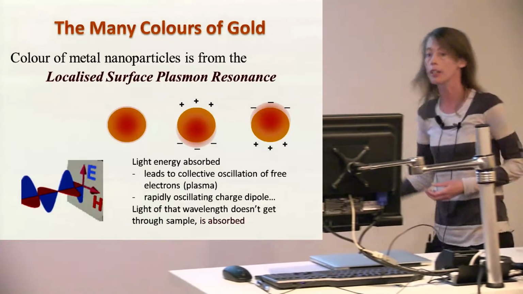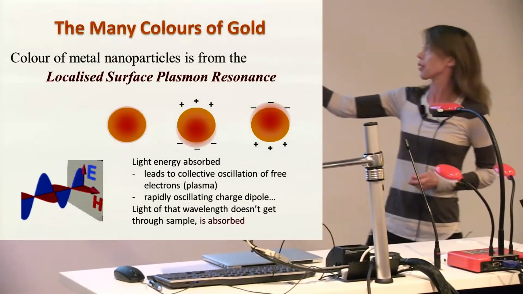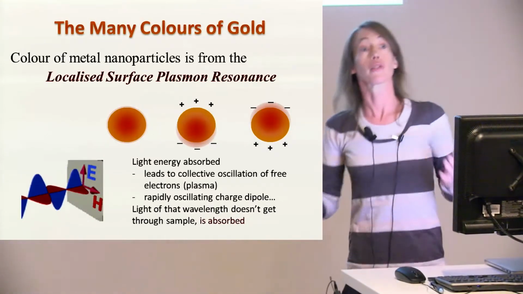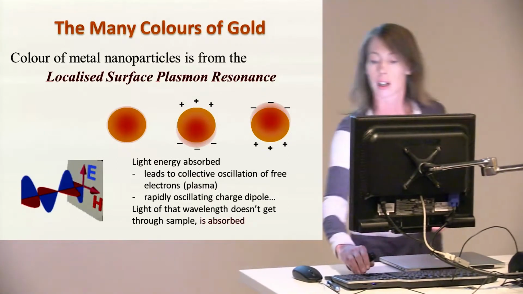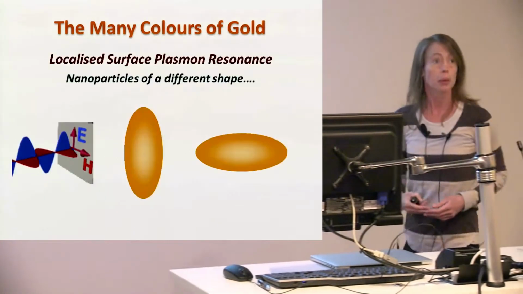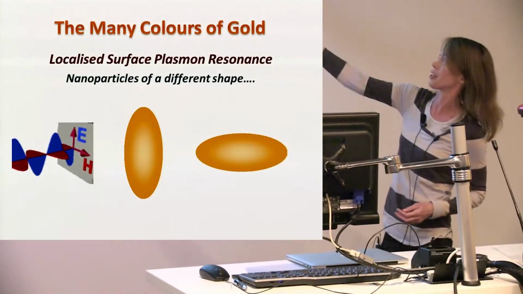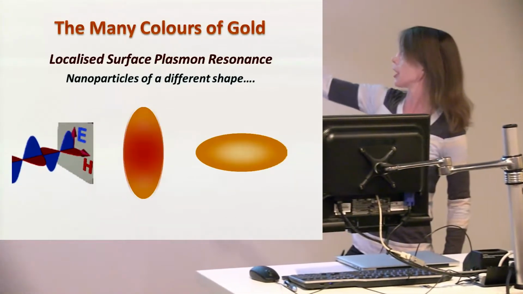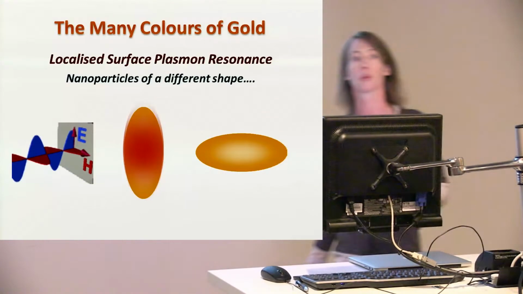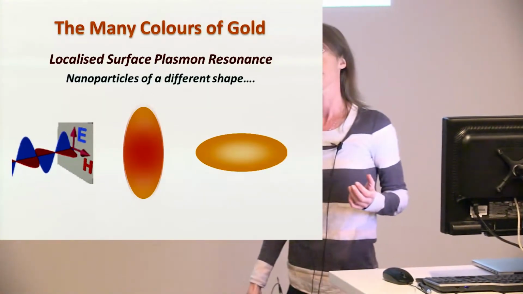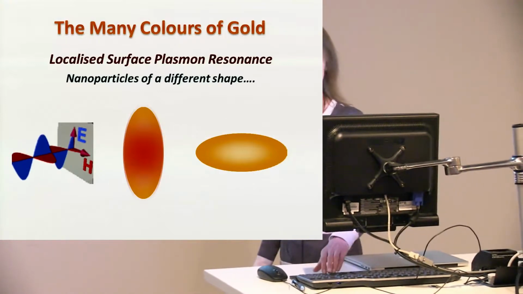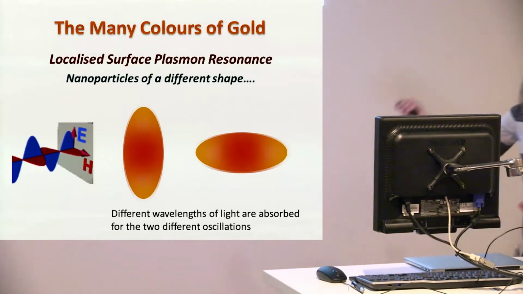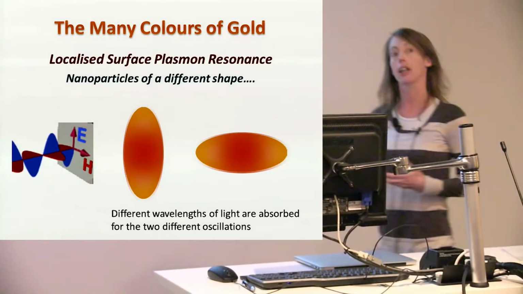The light that you see is light of the wavelength that doesn't get through the sample, so the light that's not absorbed. What's left is what you see. That's what gives the colour. So if you make them a different shape, and here I've got something approximating a gold rod, then you have two different axes of electron oscillation, and therefore two different frequencies at which these particles absorb light. Because of those two different frequencies, you get different colours. And so you see physically in the solution those different colours of light.